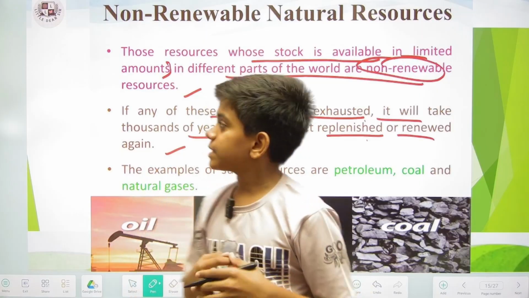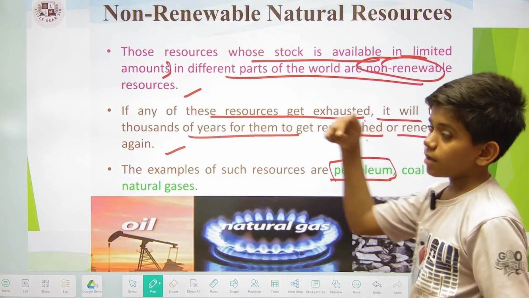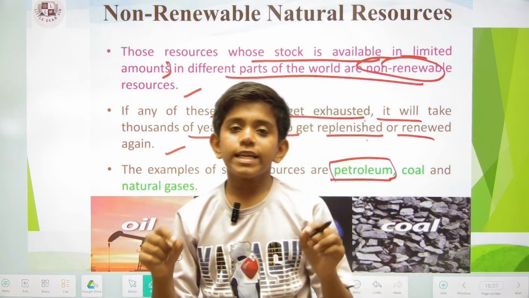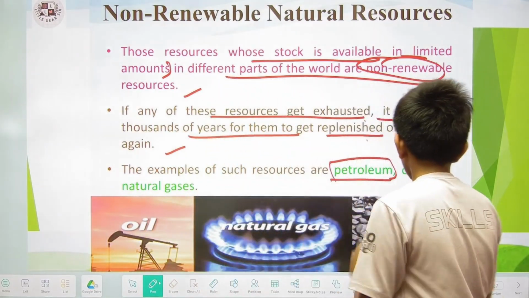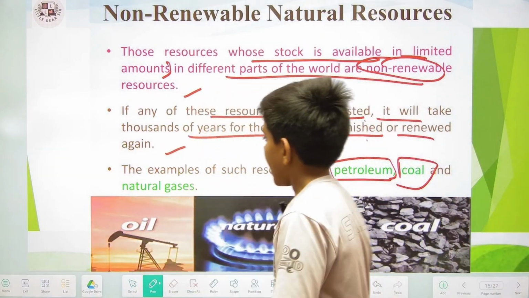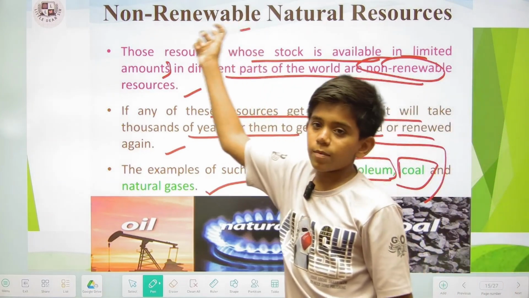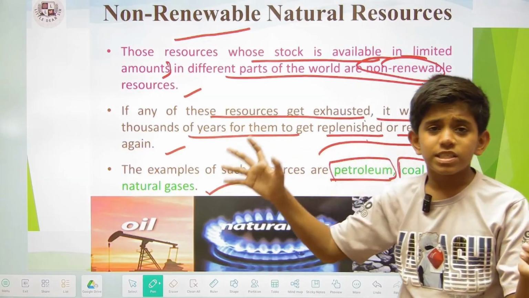Some of the examples we will see here. Petroleum, which is inside our earth, is made up of aquatic animals, the dead remains, fossils of aquatic animals. Next we have coal, which is made from the remains of plants, and natural gases. These are all non-renewable resources. They are in limited stock. If you use them carelessly, they can be finished.